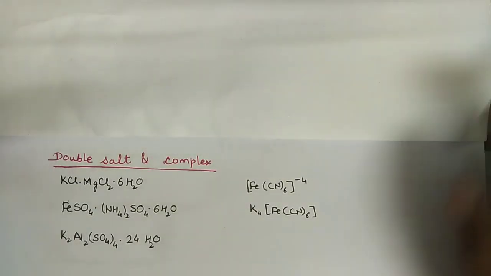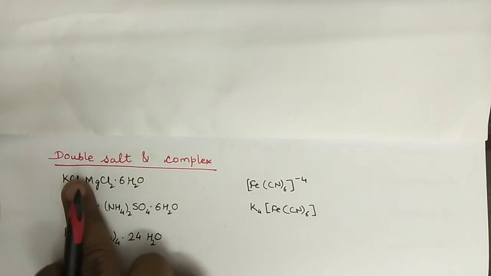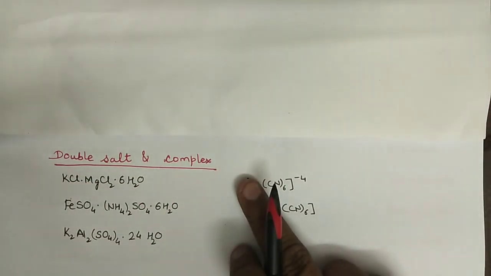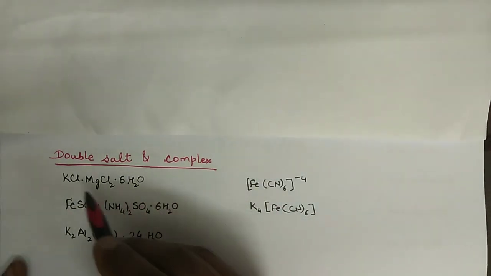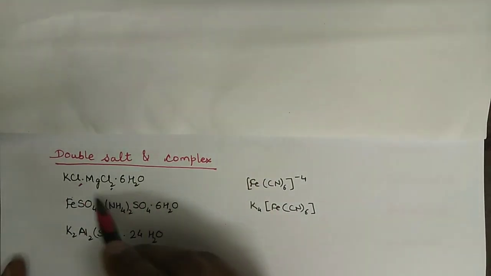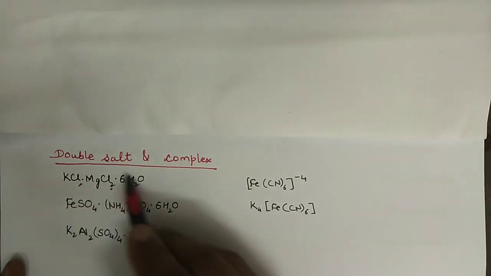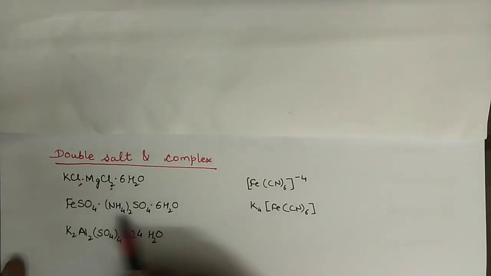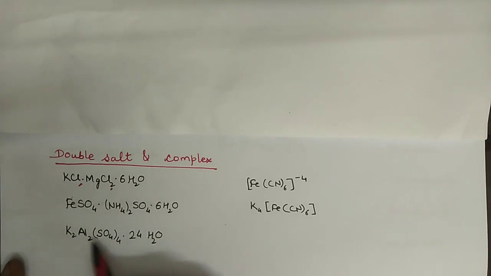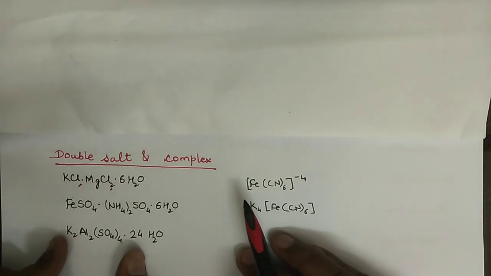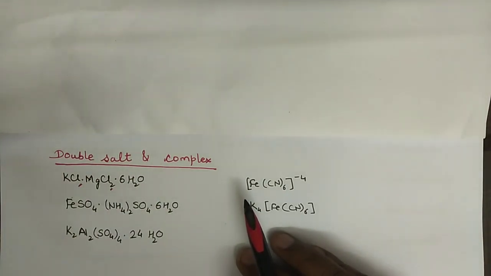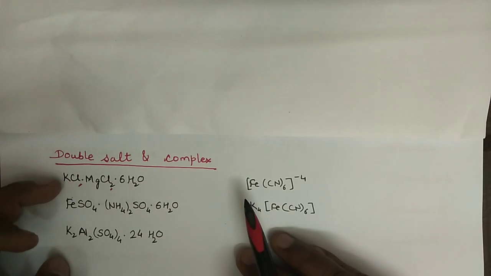And now let us differentiate the terms double salt and complex. What do you mean by double salt and complex? See, the double salt and complex, they are not very confusing, but double salt means you will get 2 different categories of salt, right? Potassium chloride, magnesium chloride, ferrous sulfate, ammonium sulfate, potassium aluminum sulfate, right? So this is called double salt, 2 salts joined together, and sometimes it gives you a picture that you may think of as a complex, but wait, these are double salt.